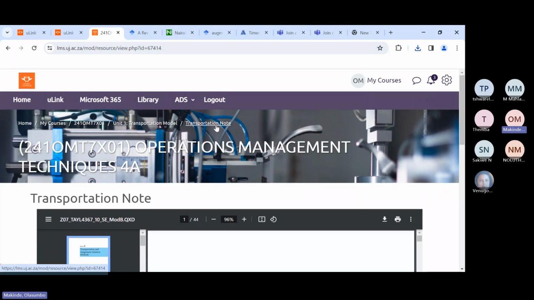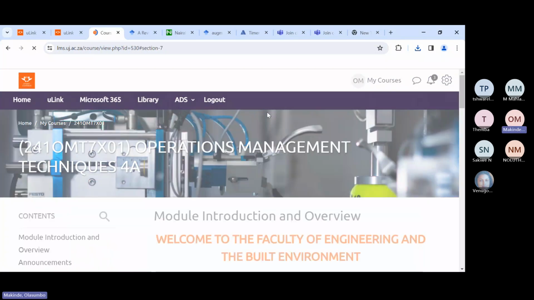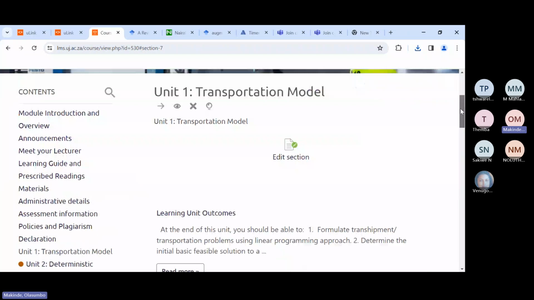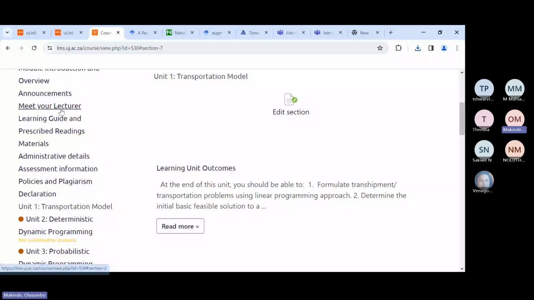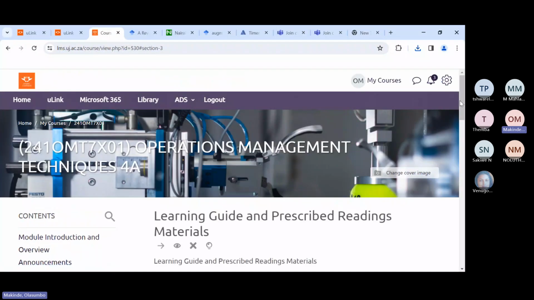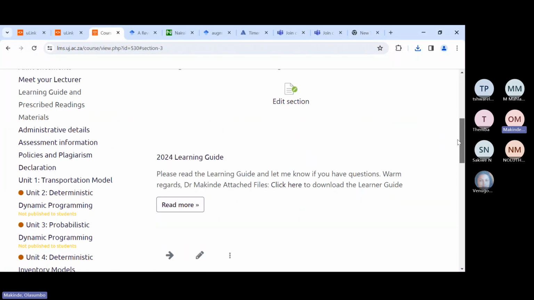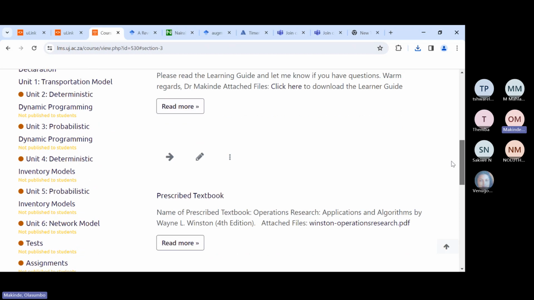As soon as we are done with the transportation note, you can go back to the transportation model again. So we have the notes now. And let me also quickly show you another thing. If you want to see the prescribed book, just go to learning guide and prescribed book. I've also uploaded the ebook for you. I forgot to also highlight that.